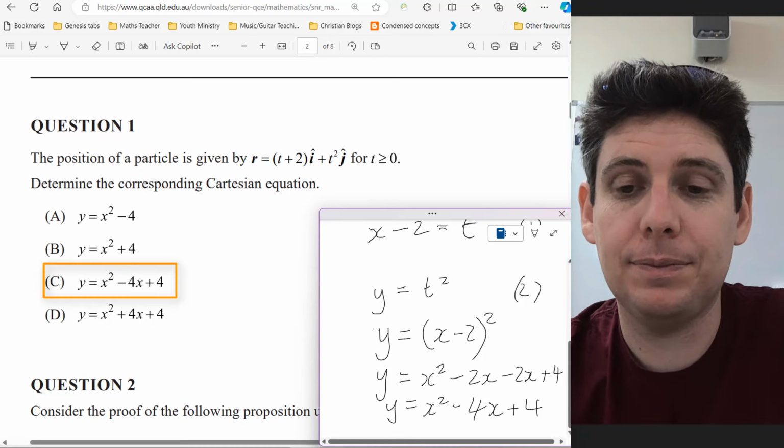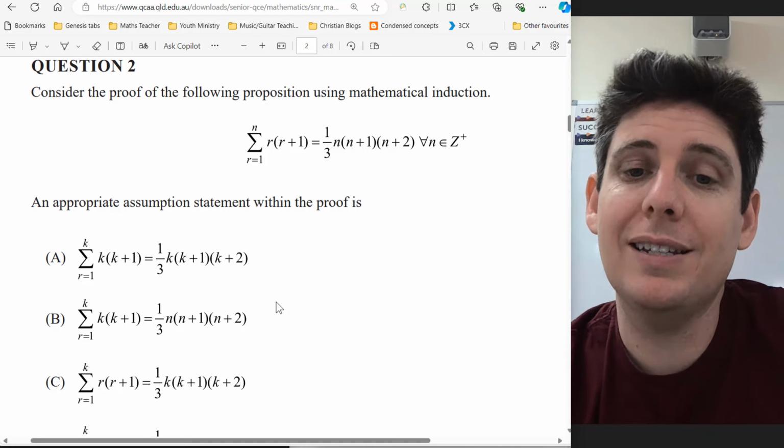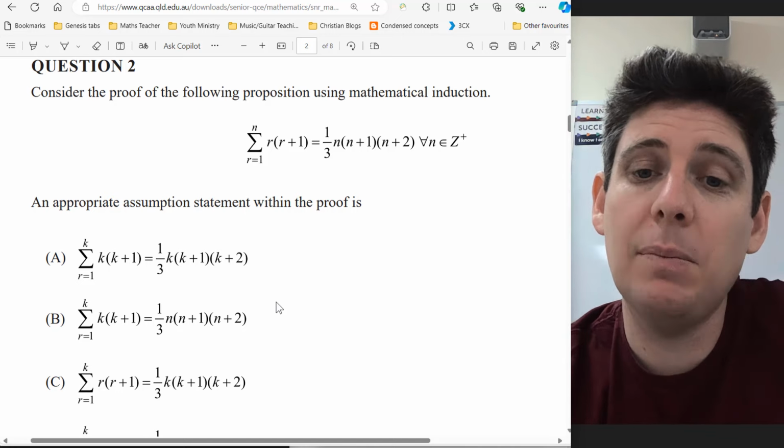All right, let's move on to question 2. Consider the following proof, a pretty simple proof. It wants us to look at the assumption within the proof. Proof by induction has 3 steps, and so the assumption is the second step. So you're letting n equal k, so wherever we see an n, you substitute k in. You don't replace r with k, so A and B are incorrect. And then all of these n's become k's. So the answer is C for question 2.